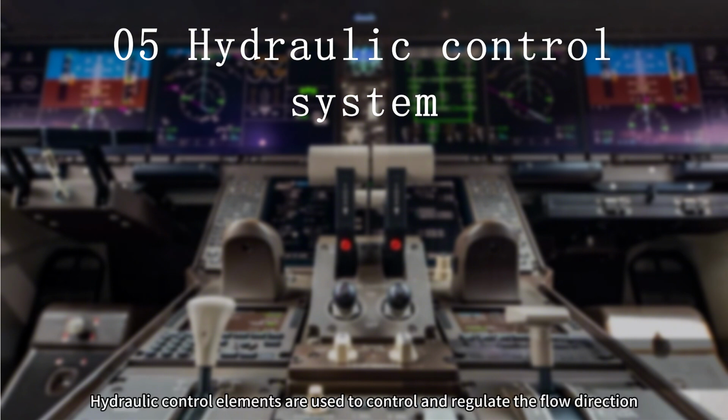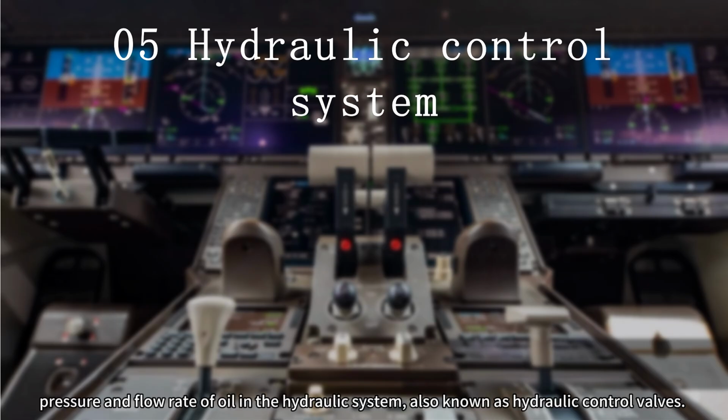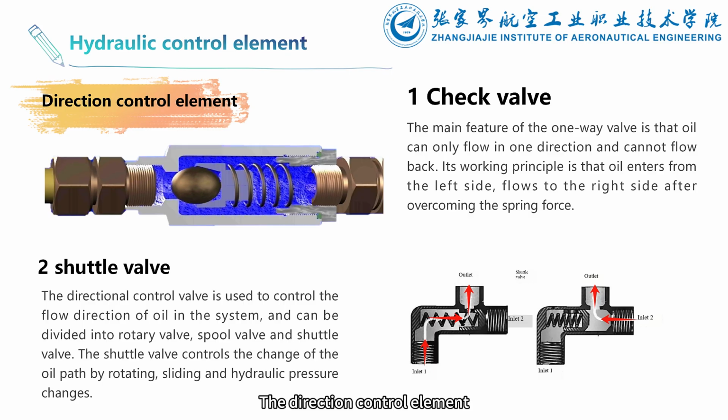Hydraulic control elements are used to control and regulate the flow direction, pressure, and flow rate of oil in the hydraulic system, also known as hydraulic control valves. The direction control element is used to control the opening and closing of the oil and to change the direction of the oil, and can be divided into a check valve and a shuttle valve.